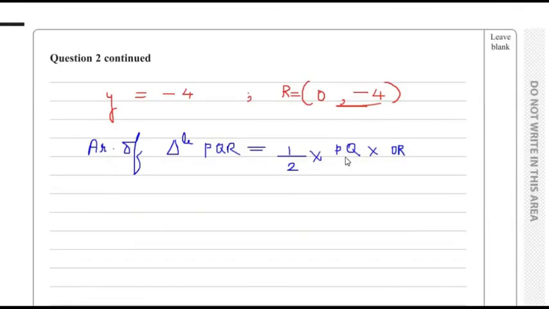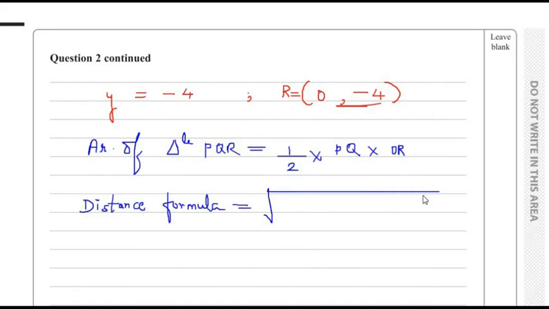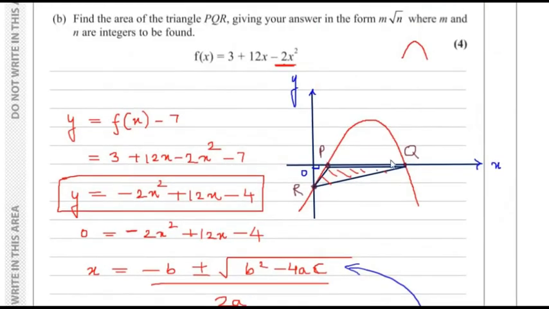Next, we need to know the distance between the points P and Q. So we are going to use the distance formula. The distance formula is given as the square root of x1 minus x2 the whole squared, plus y1 minus y2 the whole squared. This is the distance formula, and we need to find the distance between the 2 points P and Q.